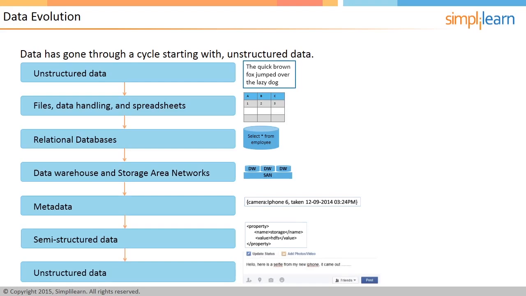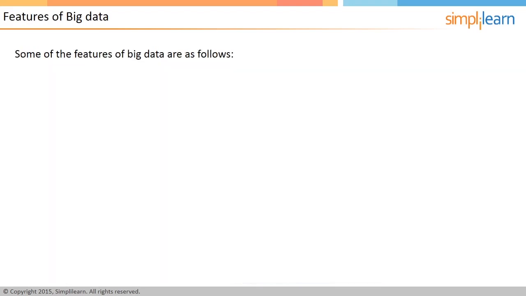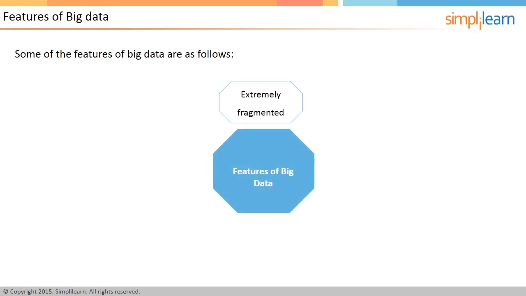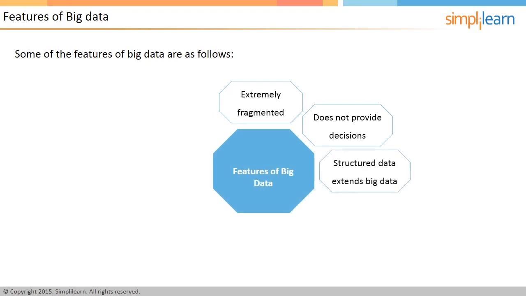Some of the features of big data are as follows. Big data is extremely fragmented due to the variety of data. It does not provide decisions. However, it can be used to make them. It includes both unstructured and structured data, where structured data extends and complements unstructured data. However, big data is not a substitute for structured data. Furthermore, since most of the information on the internet is available to anyone, it can be misused by antisocial elements.